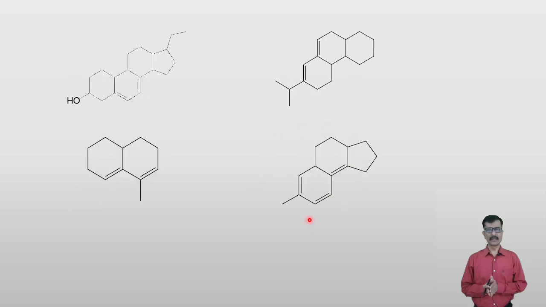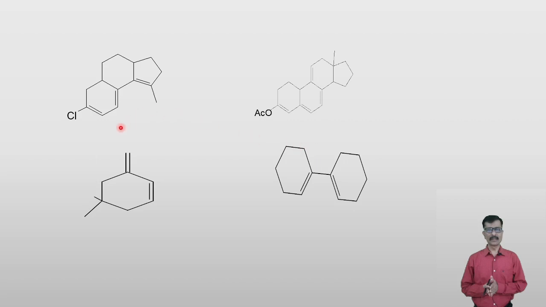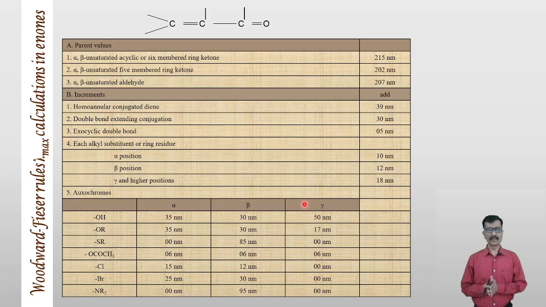Now, let's move to next. Actually, you can have an exercise on this. These are the different structures. You can find their lambda max value using the table of data given for the Woodward-Fieser rule, and we may discuss in the open session. Likewise, again, a few structures are given here, so there is no need to explain similar things. You can try this and we may have a discussion on this.